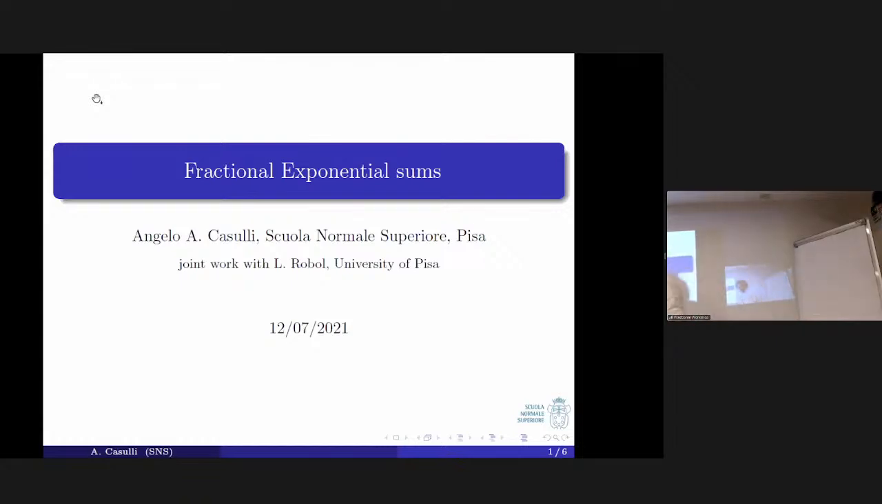So Angelo, start. Okay, welcome everyone. Today I'm going to talk about fractional exponential sum. That is our work I'm developing with Leonardo Robol from the University of Pisa.